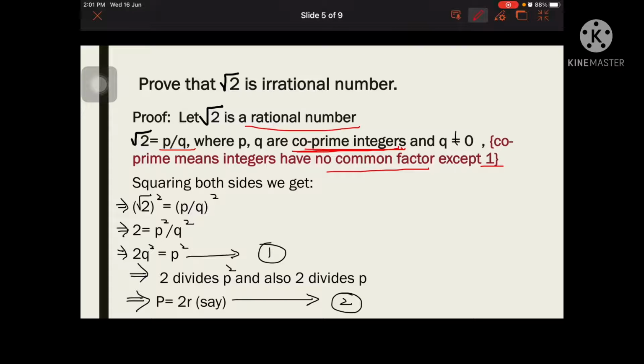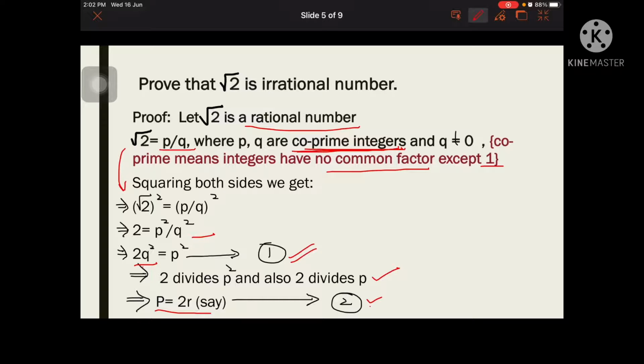After squaring both sides of this equation, we have under root 2 square is equal to p upon q whole square, which implies that 2 is equal to p square upon q square. After cross multiplication, q square goes to the left hand side and we get 2q square is equal to p square. This is our equation number 1. Thus, equation 1 shows that p square is a multiple of 2. Hence, 2 divides p square, and by the previous result 2 also divides p. If 2 divides p, it means p is a multiple of 2, so p is equal to 2r. This is our equation number 2.